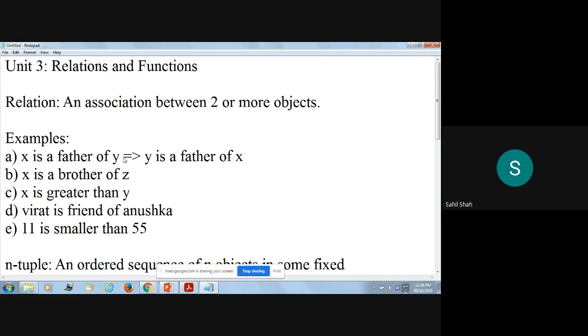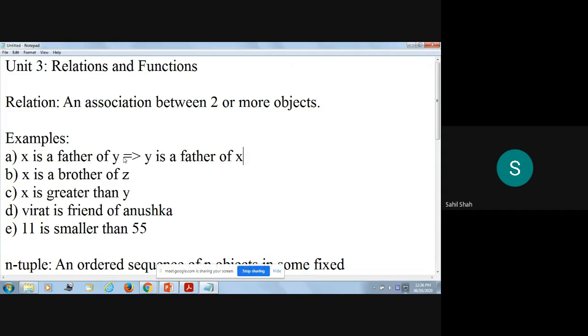So prerequisites for this unit were set theory and the associated algebra, which I have already covered during our earlier lectures. Now this is the right time to learn what they mean by relations and how to apply them in reality.